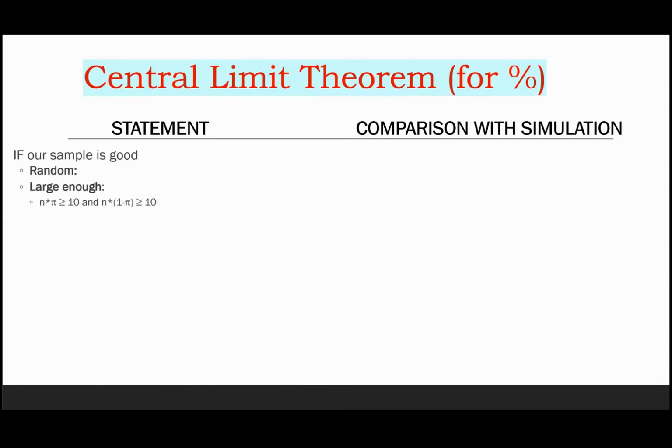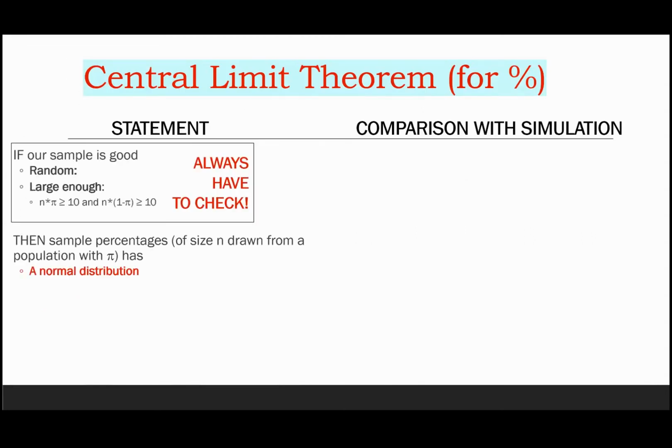And so what we're going to do today is we're going to use this rule, okay? This rule says if we satisfy these conditions, we're guaranteed that the sample percentages, that's what that small p means, the sample percentages have a normal distribution. And remember this notation. We're going to go back to what we learned before.